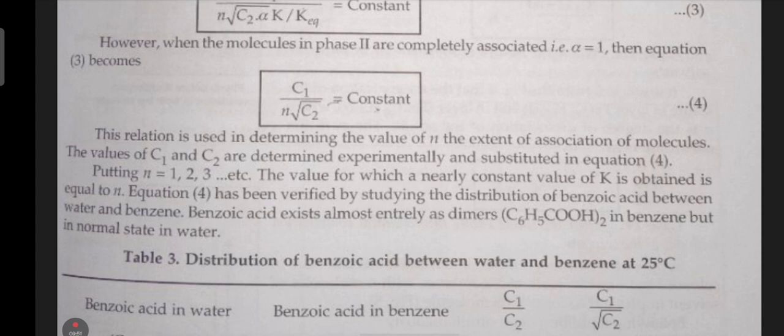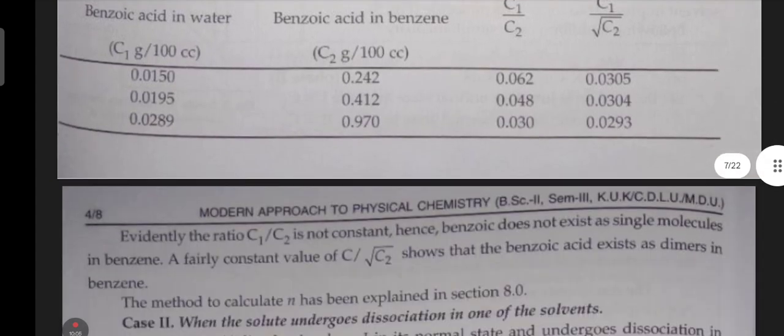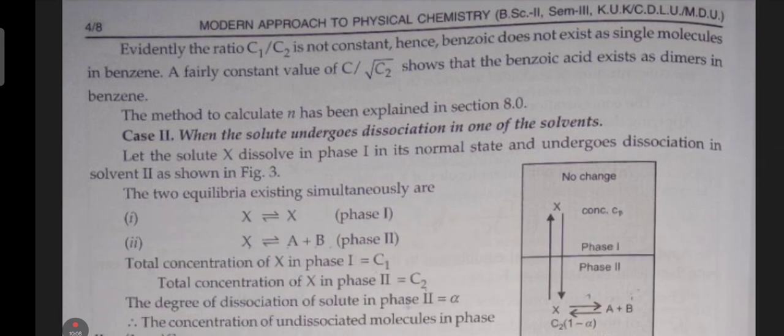The equation has been verified by studying the distribution of benzoic acid between water and benzene. Benzoic acid exists almost entirely as dimer in benzene but in normal state in water. Evidently, the ratio of C1 upon C2 is not constant, hence benzoic acid does not exist as a single molecule in benzene. A fairly constant value of C1 upon square root of C2 shows that benzoic acid exists as a dimer in benzene. The method to calculate n has been explained.